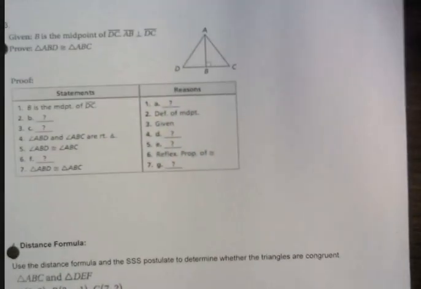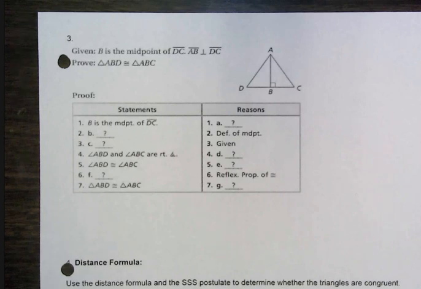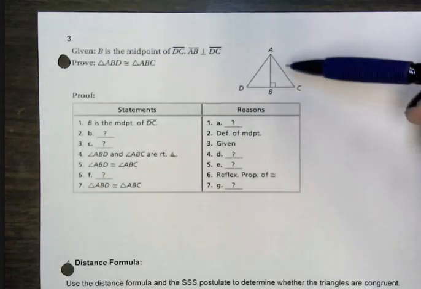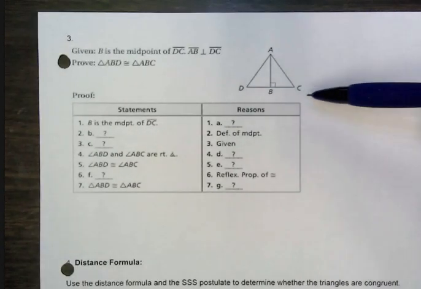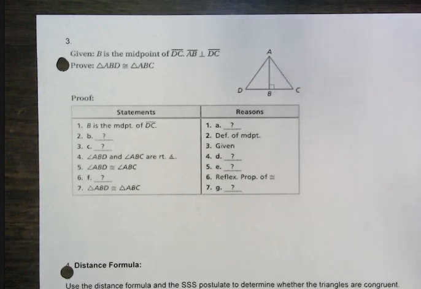All right, number 3. We are given a partially filled out proof, and I want to fill in the rest. Okay, so we're told that B is the midpoint of DC, and that AB is perpendicular to DC. We want to prove that ABD, this left triangle, is congruent to ABC, that right triangle.